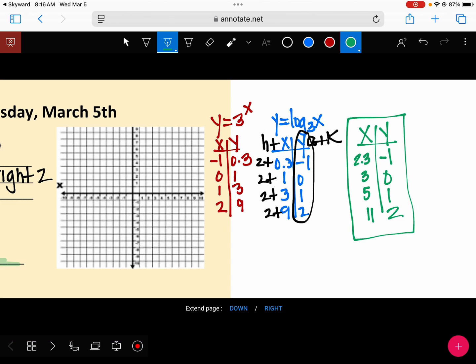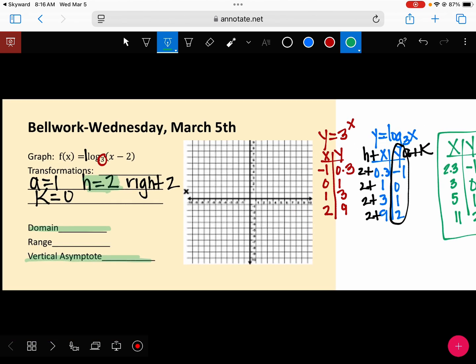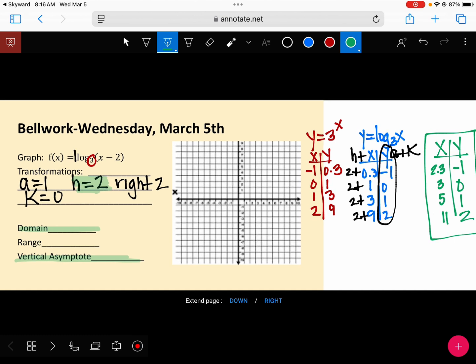Now, before we graph it, though, let's answer these questions. Our domain, because h is 2, it's going to be x is greater than 2. We have a vertical asymptote at x equals 2. And every log function has a range of all real numbers.